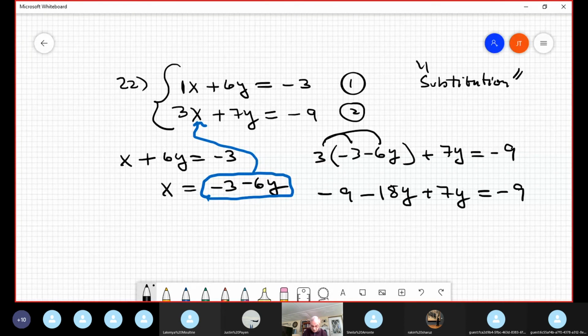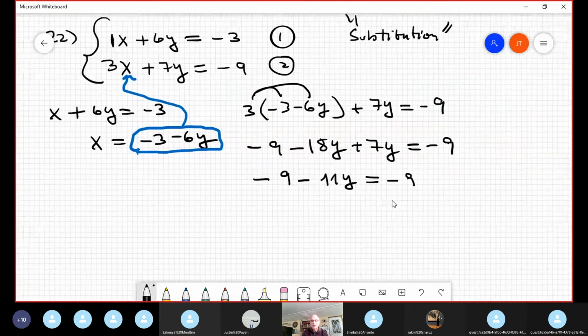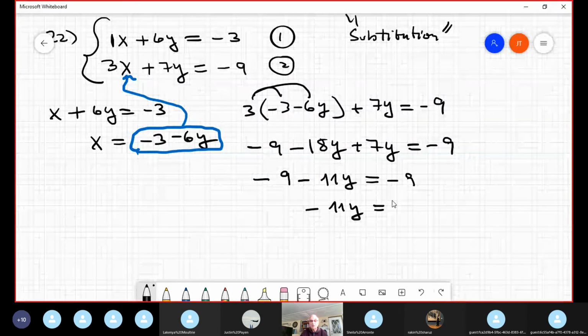18 minus 7 is 11, no? It's 11, yeah. Entonces, -9 minus 11y equal -9. Okay. So for y, I move this -9 to the other side. Entonces, -11y is equal -9.